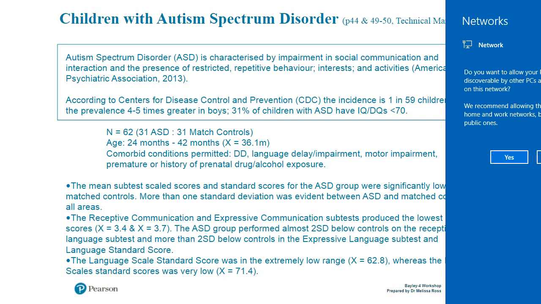The ASD group performed almost 2 standard deviations below controls on the receptive language subtest and more than 2 standard deviations below controls in the expressive language subtest and language standard score. The language scaled standard score was in an extremely low range with a mean of 62.8, whereas the motor scaled standard score was relatively higher at 71.4.